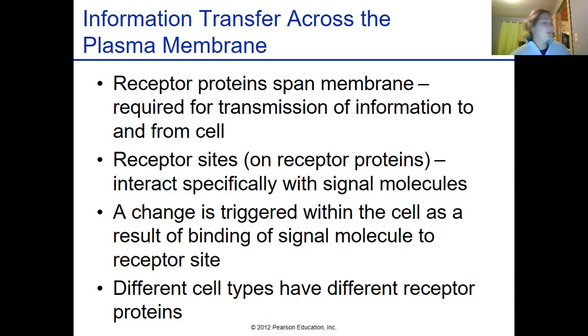So information transfers across the plasma membrane. Receptor proteins span membranes and are required for transmission of information to and from the cell. Receptor sites interact specifically with those signal molecules, so they're going to signal each other. A change is triggered within the cell as a result of the signal molecule binding to that receptor site. So once that signal comes, the cell is going to respond to it. Different cell types have different receptor proteins. Each one has its own different receptor, just like we have our own response to things.